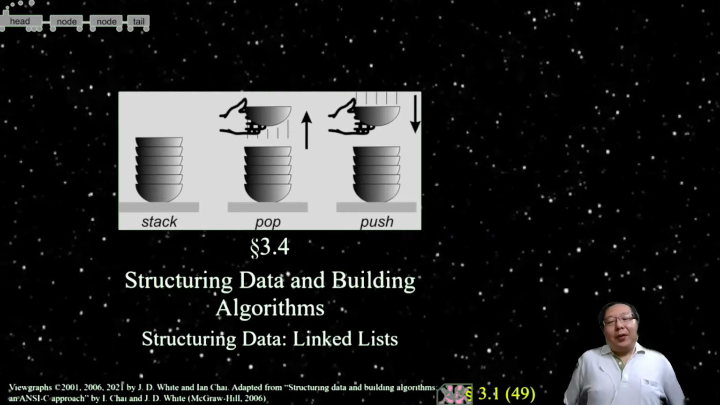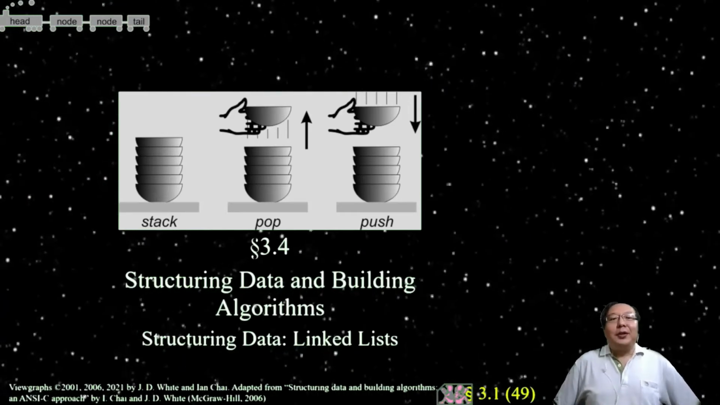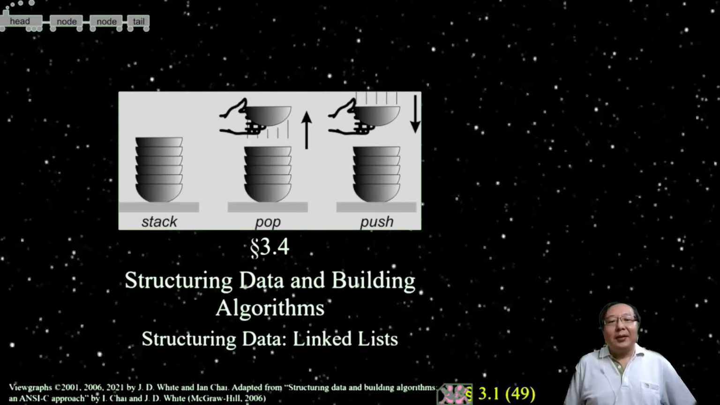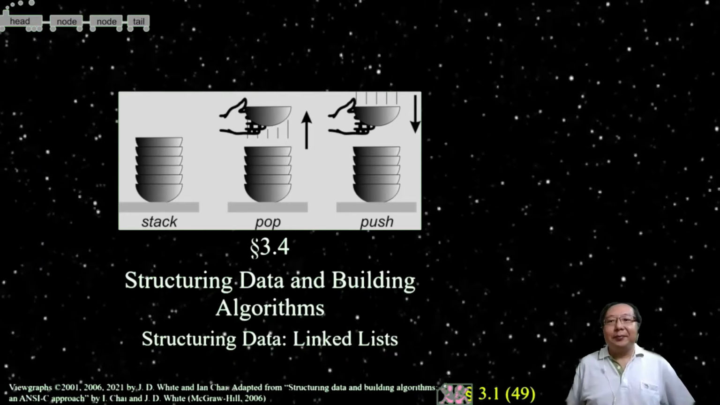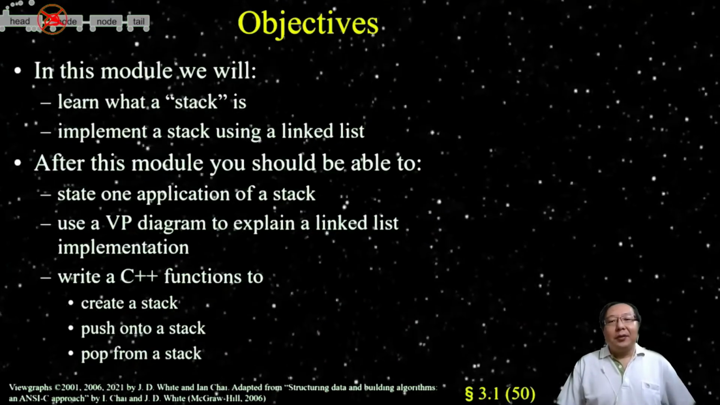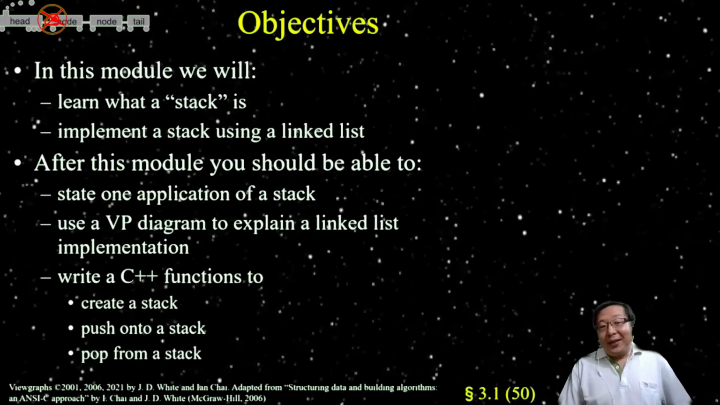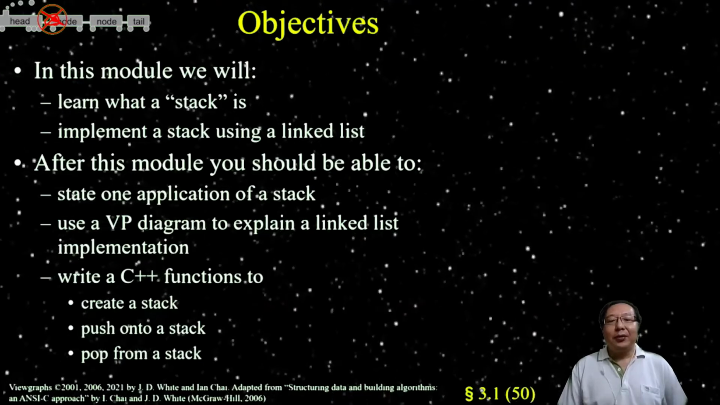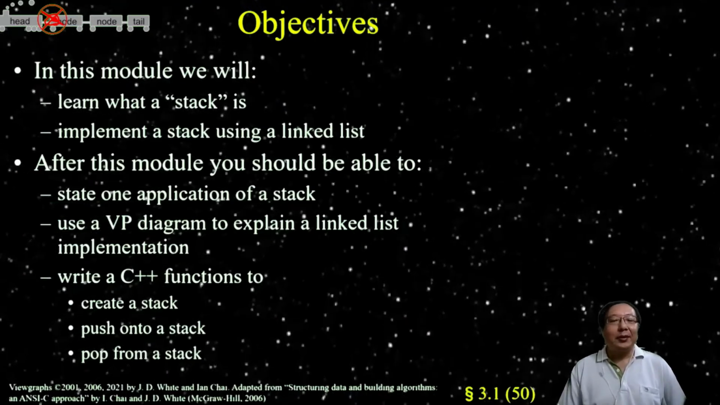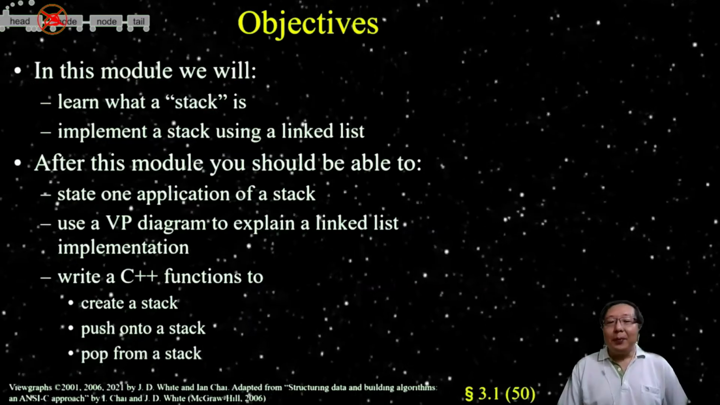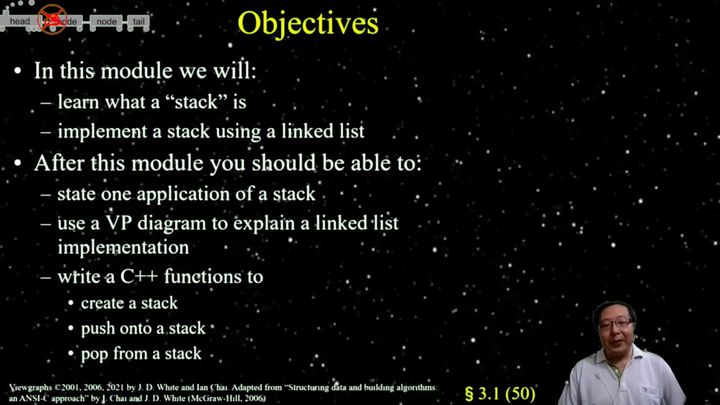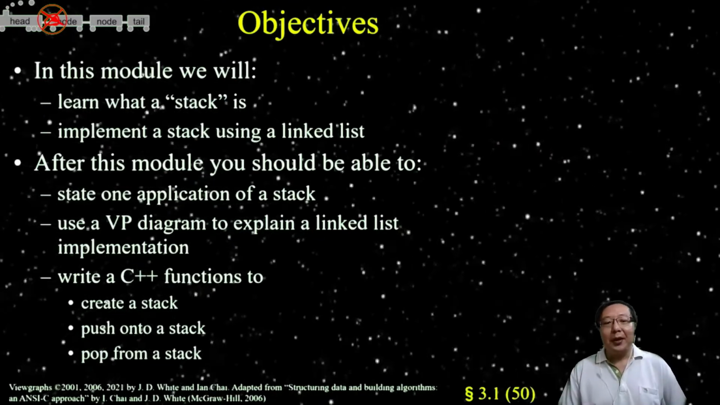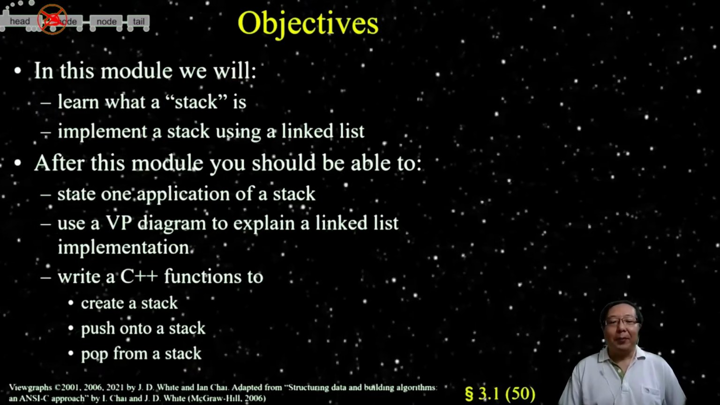Okay, so now we're going to look at using linked lists to do something. The first something is a stack. We're going to look at what actually is a stack and how to implement a stack using a linked list. You will also be able to tell what is an application of a stack, how to use a VP diagram to explain a linked list implementation of a stack, and how to write C++ functions to create a stack, push into a stack, and pop from a stack.